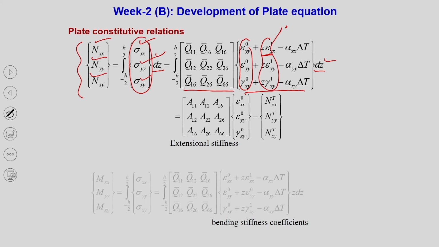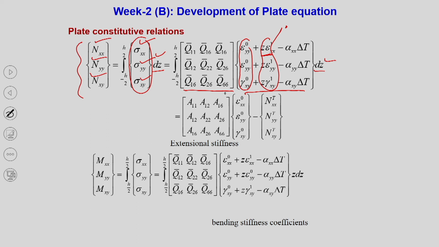That is why I have written that finally it reduces to a matrix A11, A12, A16. We call it matrix A, which is known as the extensional stiffness matrix, which contains epsilon xx naught, epsilon yy naught, gamma xy naught, and these are the contributions to the temperature loading, or sometimes we call it thermal load.